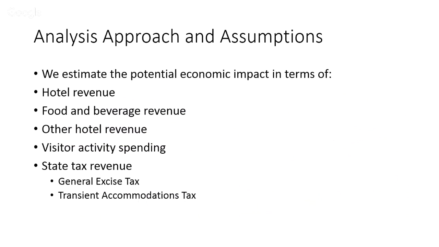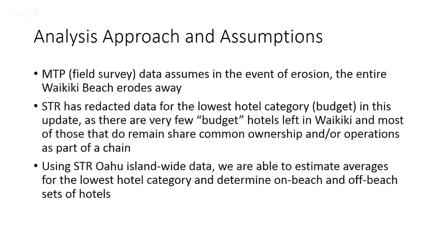So in this analysis, we included things like hotel revenue, food and beverage spending, other hotel revenue, activity spending, and then we also looked at the tax impact, both in the GET and also the transient accommodation tax. And a few minor things that have changed: a lot of the hotels have moved up in categories as room rates have gone up over time.